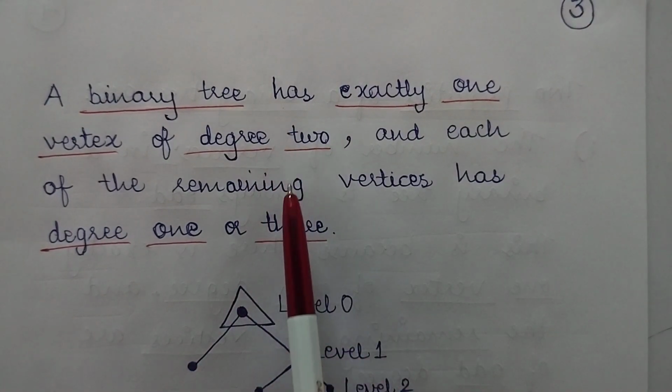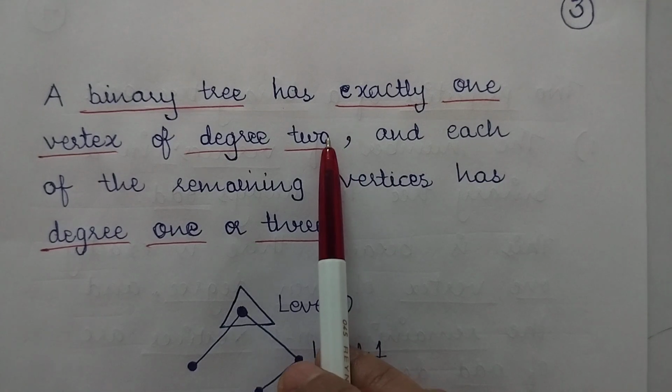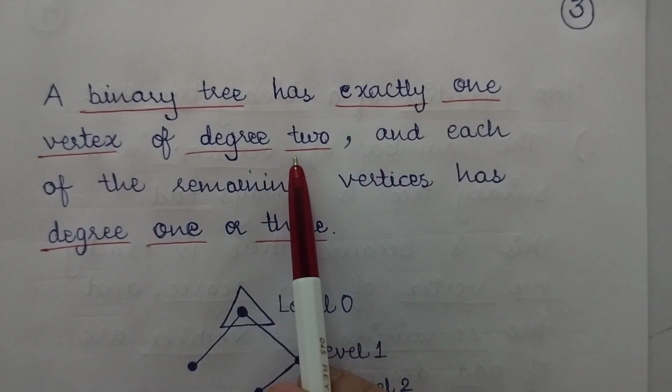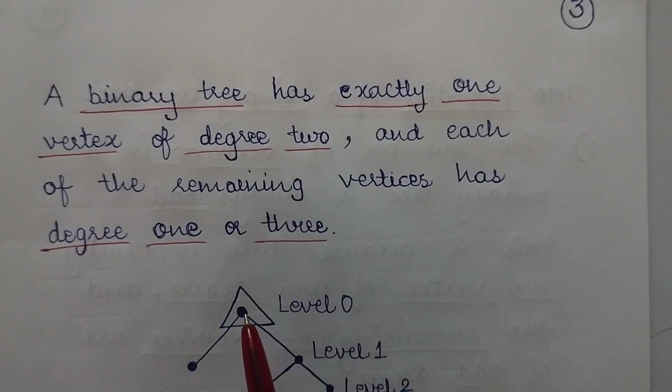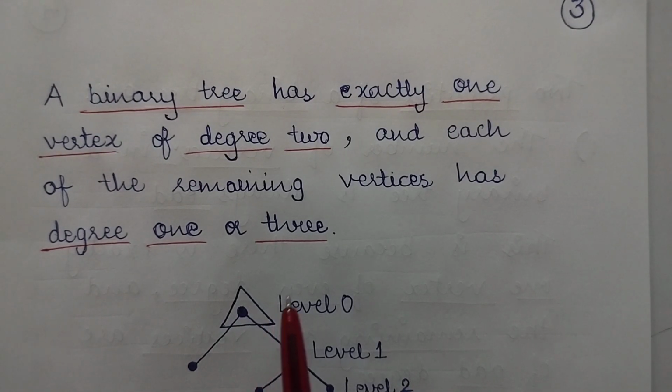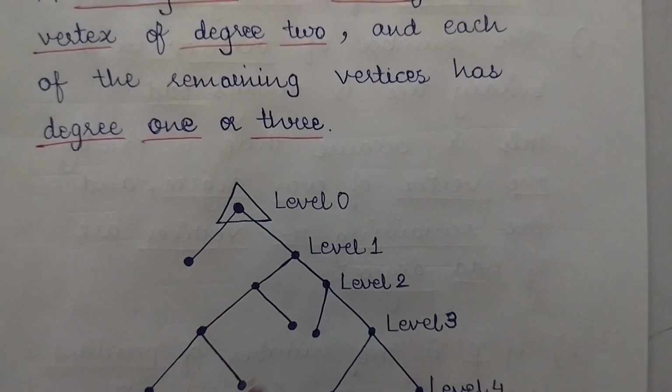Now this vertex which has degree 2, as I said, in a binary tree there is exactly one vertex of degree 2. So this vertex of degree 2 is called the root vertex. And that is another factor that uniquely distinguishes this vertex from the remaining vertices of the tree. So this root vertex has degree 2 and all other vertices, which are the children of the root vertex, will either have degree 1 or degree 3.